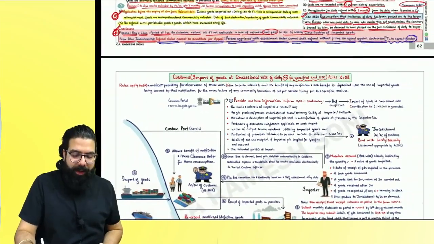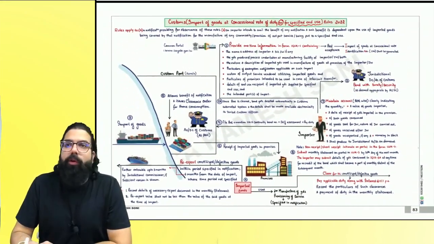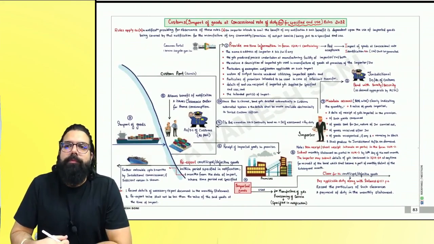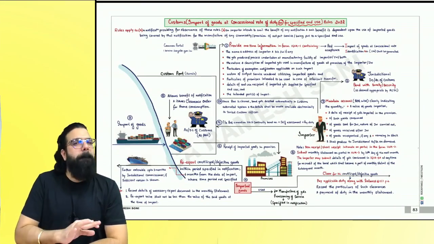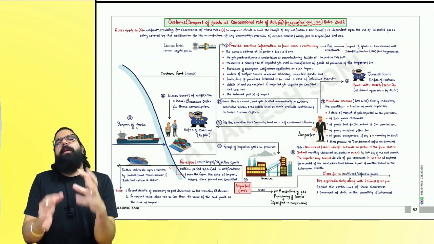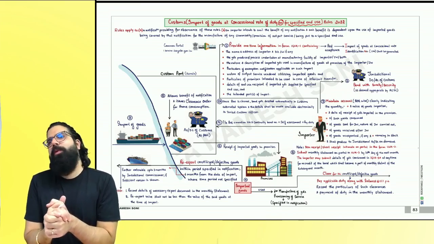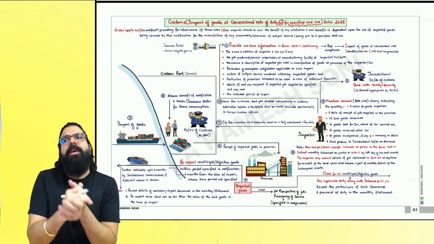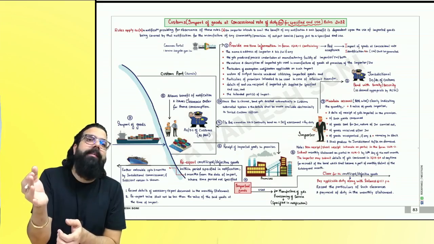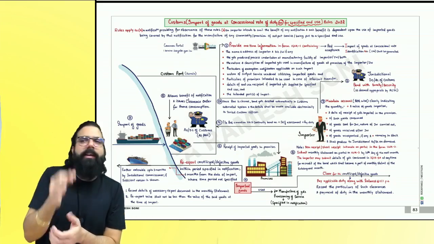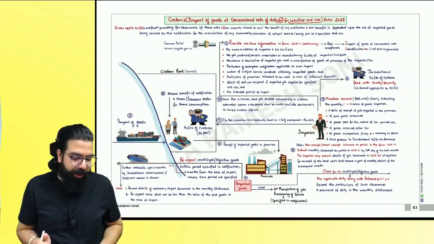People, listen to me very carefully. Everyone over here now. The customs import of goods at concessional rate of duty is a completely amended chapter, and hence we are going to understand the Customs import of goods at concessional rate of duty or specified end use 2022. Everyone over here now.